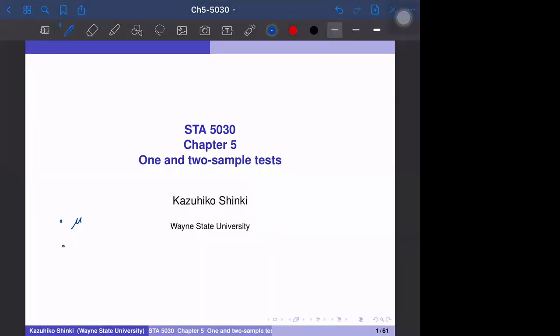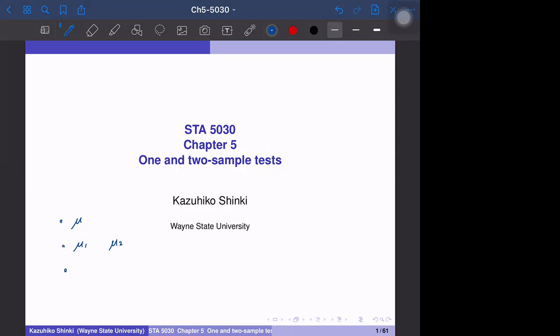And the second topic is to compare two population means. For example, the average height of male students is higher than the average height of female students. So that kind of hypothesis.